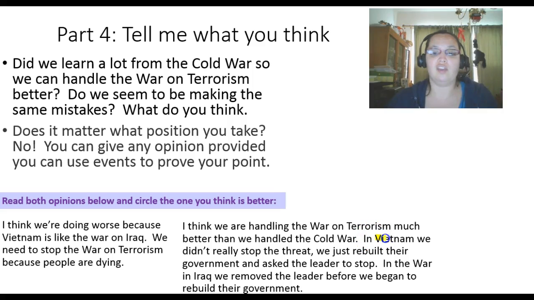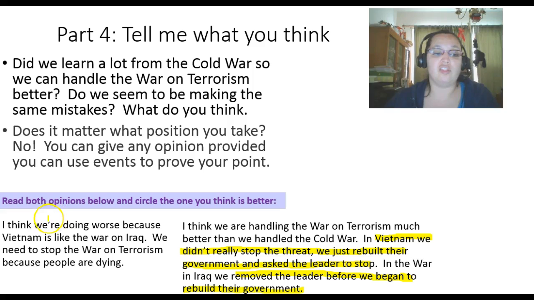Hopefully you notice here that this person talked about how in Vietnam we didn't really stop the government, just tried to rebuild their government and asked the leader to stop, versus the war in Iraq where we removed the leader before we began to rebuild the government. So that's an actual attempt at using historical evidence to compare the two.